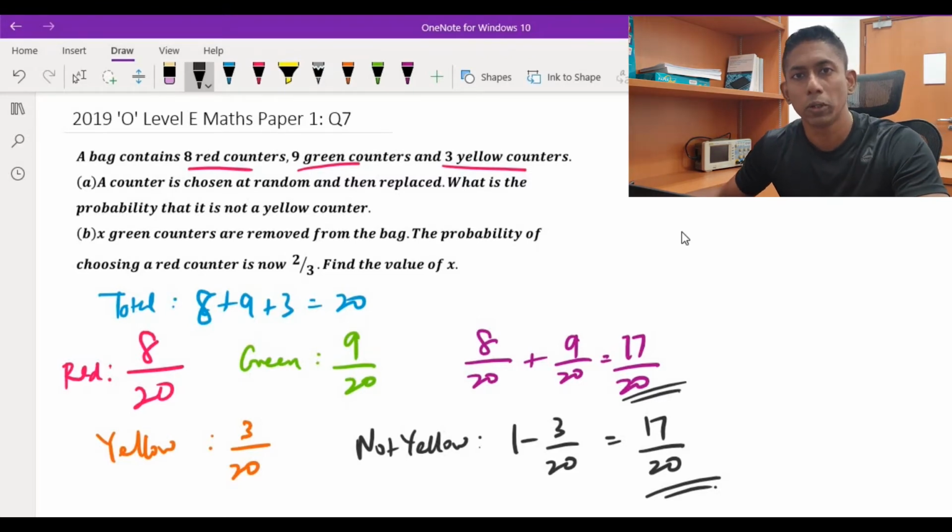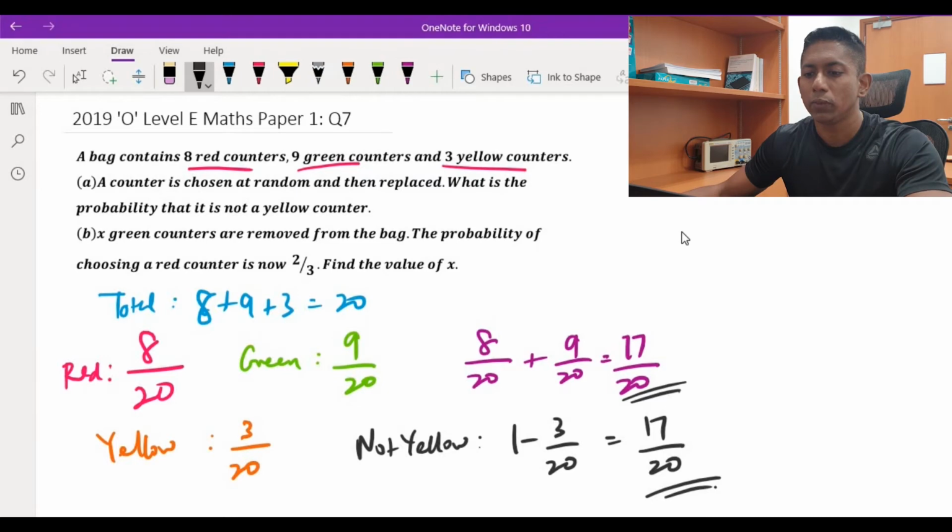Now let's go on to part B. In part B, we are told that x green counters are removed from the bag. The probability of choosing a red counter is now 2 over 3. Find the value of x.